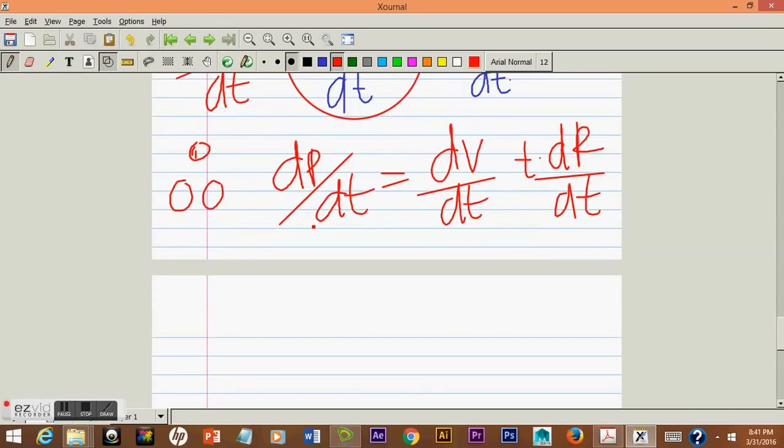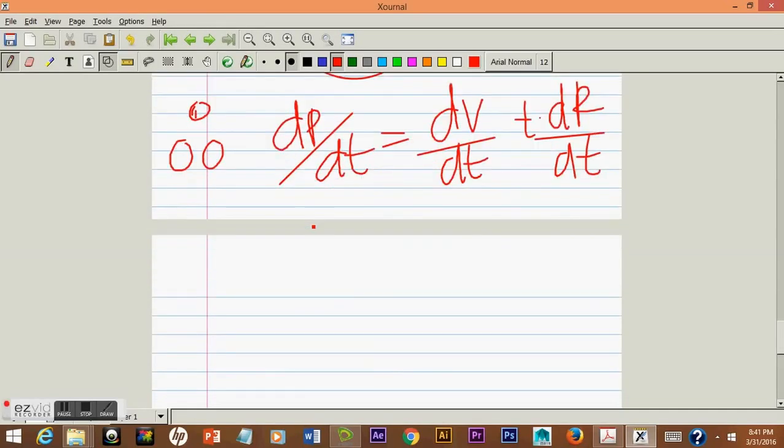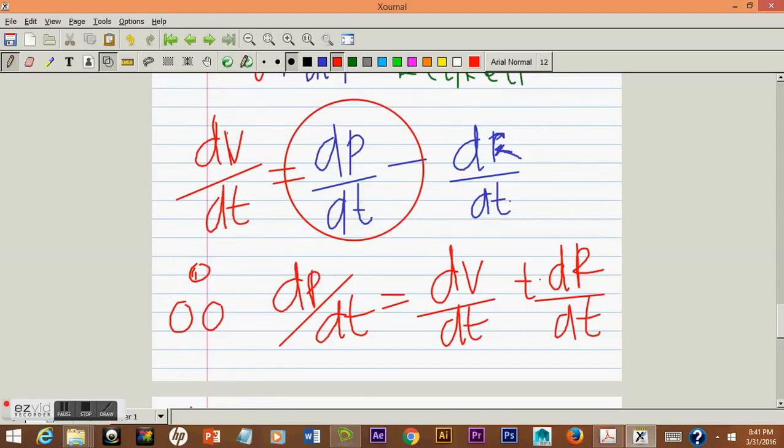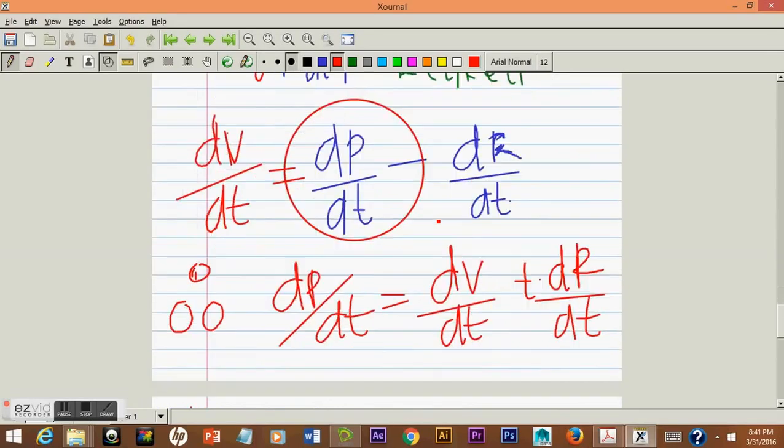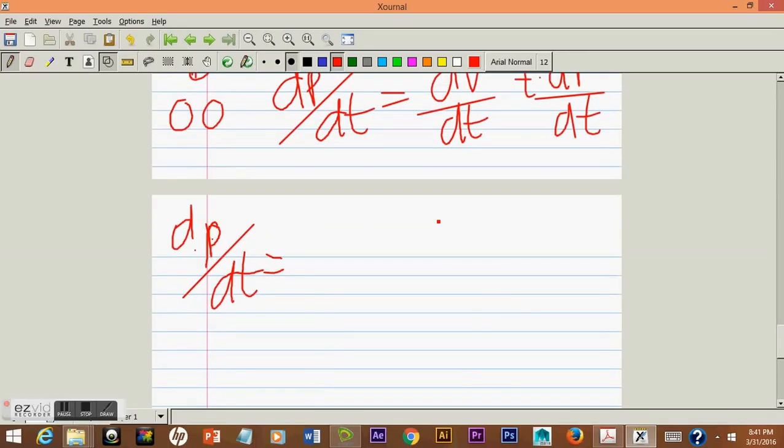Let's go to the other page and write it. dP/dt is equal to dV/dt. How much is dV/dt? The value which we have found, that is 800,000 pi over 9 centimeter cubed per minute.